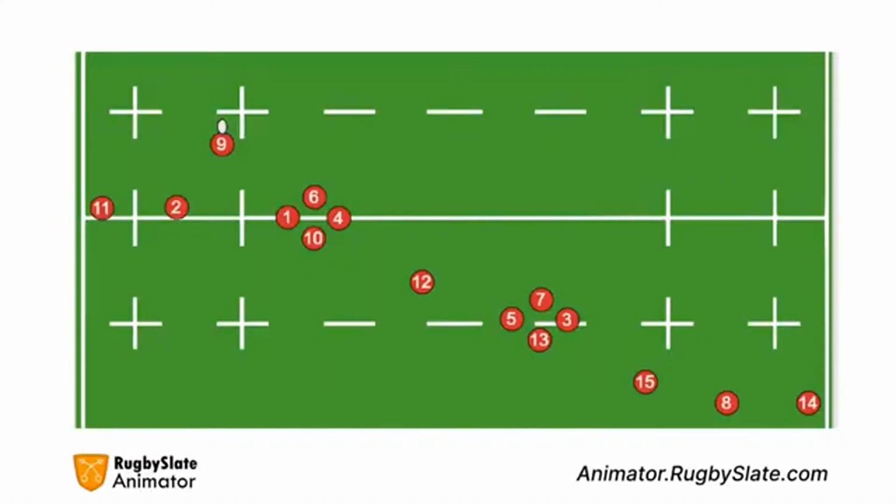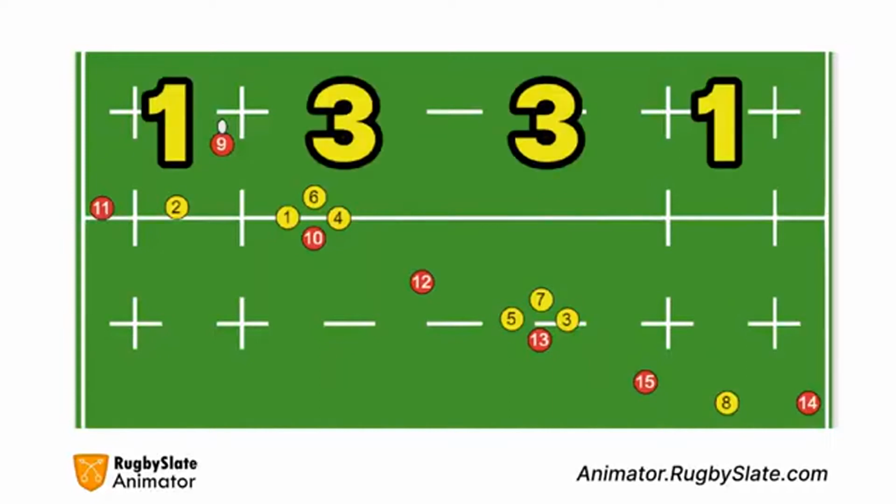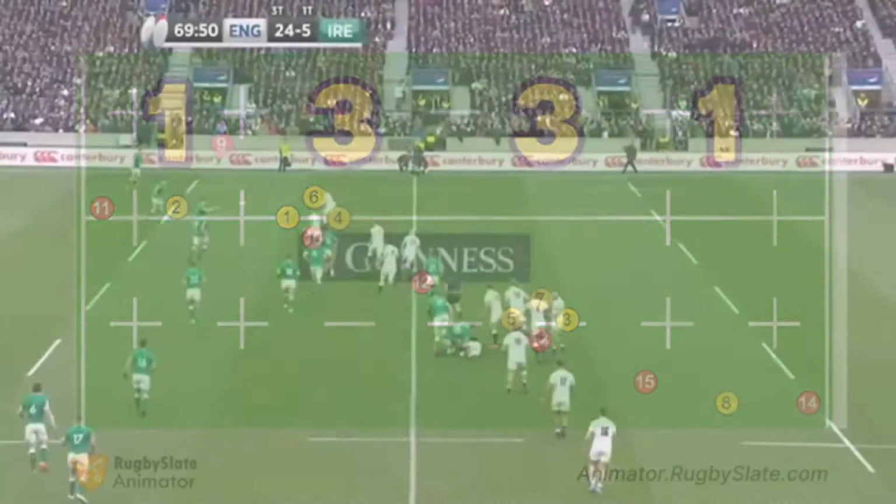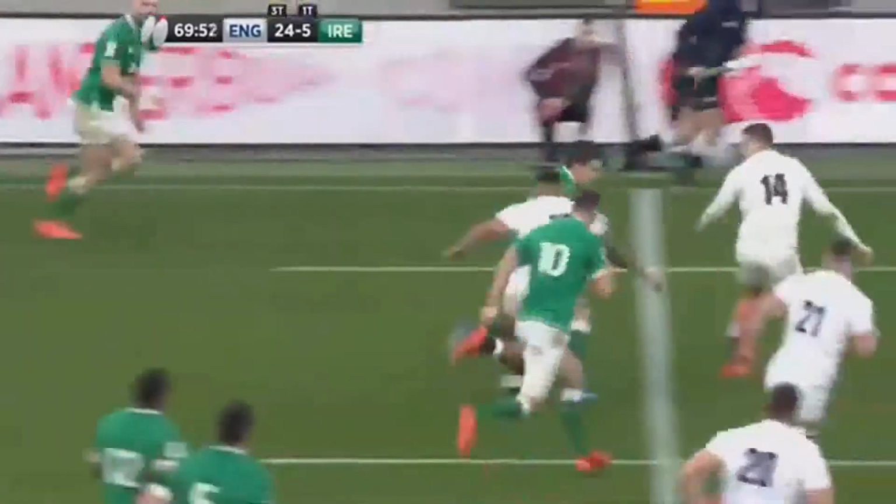Simply, 1-3-3-1 is an attack structure for open play which dictates where the forwards are to be positioned on the field. The main goal of the 1-3-3-1 structure is to create space and overlaps. It does this in three ways.